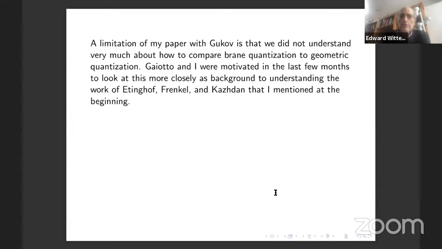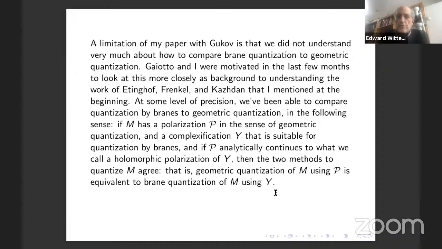Now, Gaiotto and I looked at this again in the last few months as background to understanding the work of Eddinghoff, Frankel, and Kazhdan that I mentioned at the beginning. At some level of precision, we've been able to compare the two approaches to quantization in the following sense. Well, the best you can hope for is that if M can be quantized both ways, then the two quantizations will agree. More exactly, the best you can hope for is to have a criterion for when you can predict that the two quantizations agree, assuming M can be quantized both ways. So if M has a polarization P in the sense of geometric quantization and has a complexification Y that's suitable for brane quantization, and if P has certain properties, then the two methods of quantization agree.